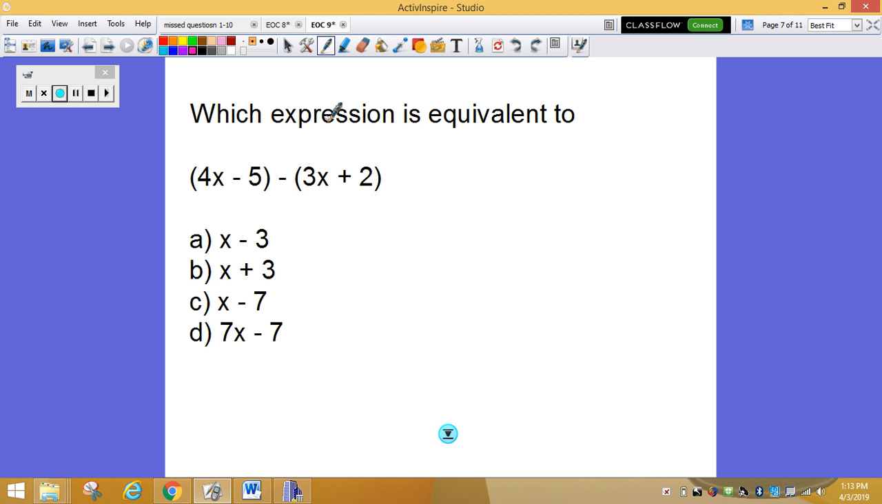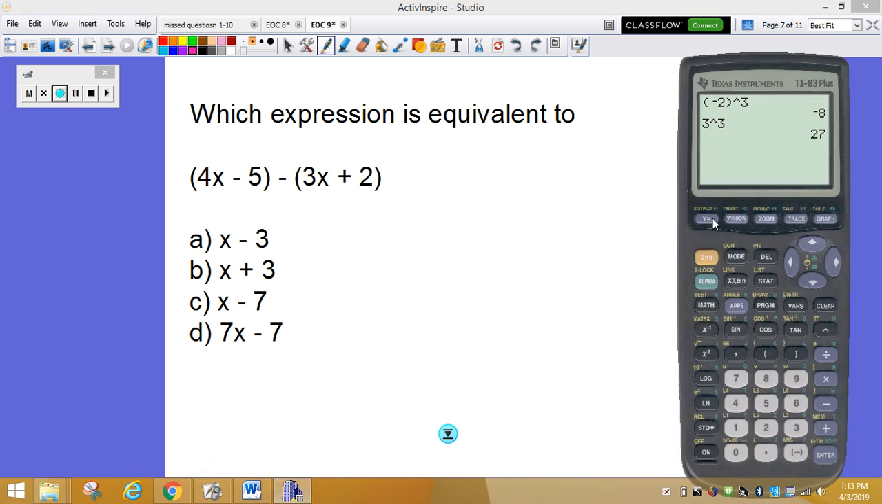Which expression is equivalent to this? All right, this was another one where we are going to put it in our calculator for y equals, and we're going to graph it and see what this graph looks like. Let me put parentheses though. So I'm going to do 4x minus 5, and then minus, and I'm going to do a 3x plus 2.